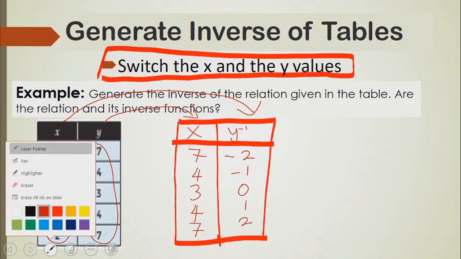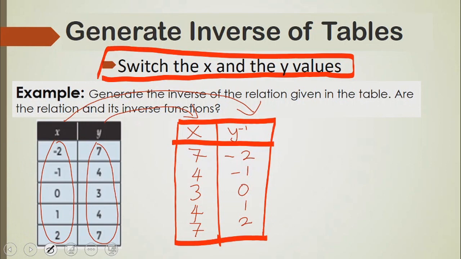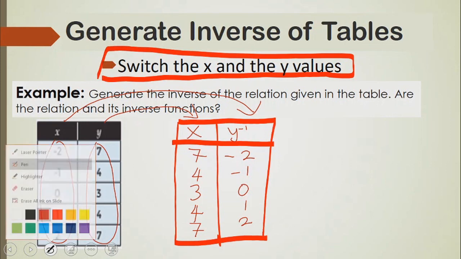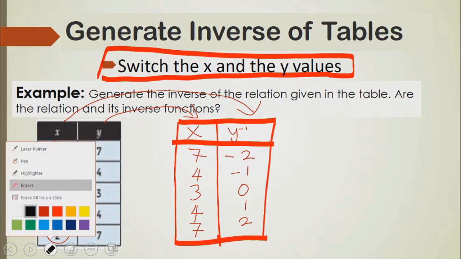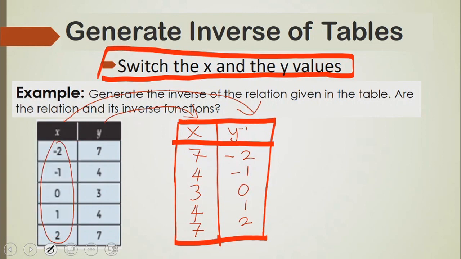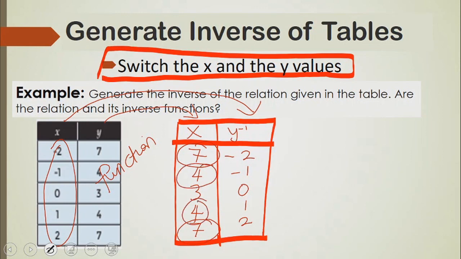The question also asks us, are the original table and the inverse, are they functions? When we are talking about functions, we want to look at the x values. If the x values repeat, it won't be a function. None of the x values in our original function repeat, so this is definitely a function. When you look at the inverse, we have 7 repeating and we have 4 repeating. So this is not a function.